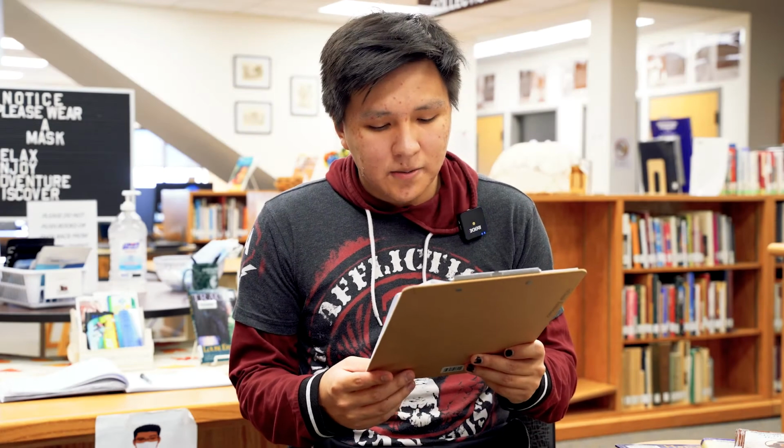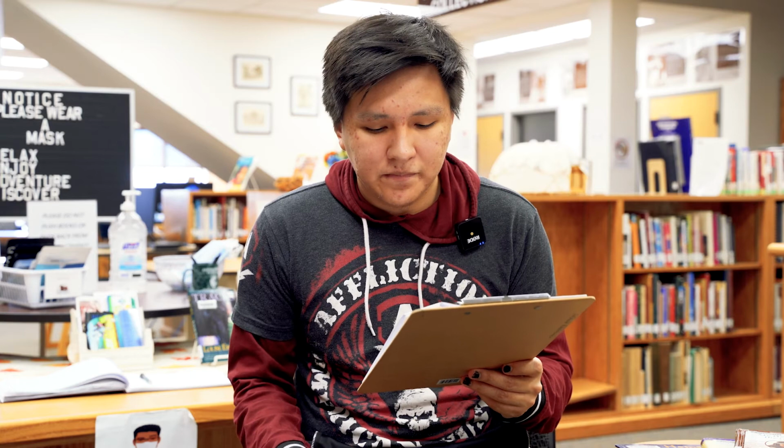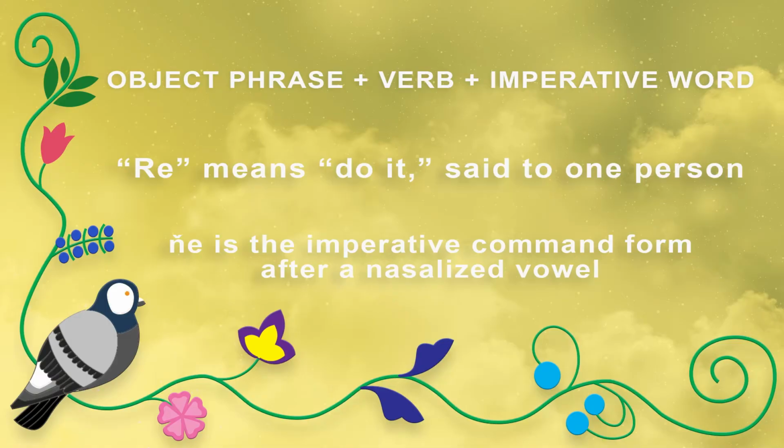Imperative sentences. Imperative sentences come in command forms, including immediate and delayed, as well as in polite request forms. In this video, we will talk about immediate and delayed command forms. Although they are called commands, they usually aren't overly bossy sounding, but can be. A beginning formula for imperatives is this: object phrase plus verb plus imperative word.